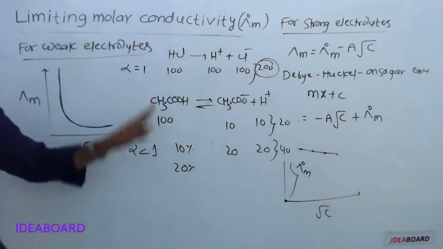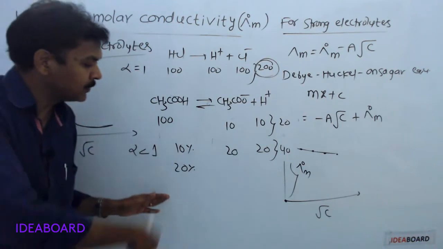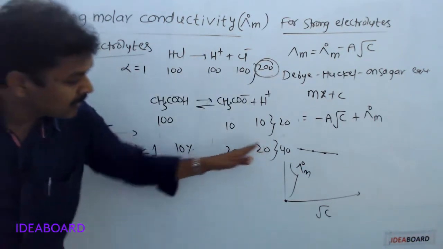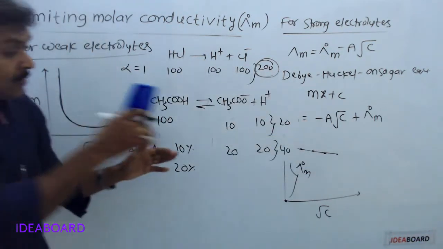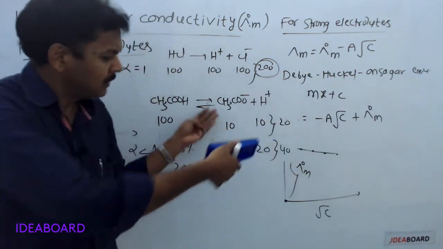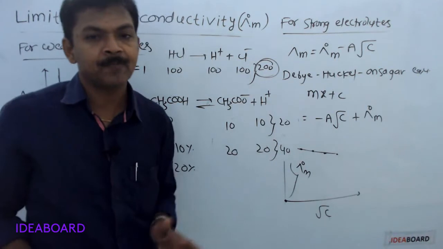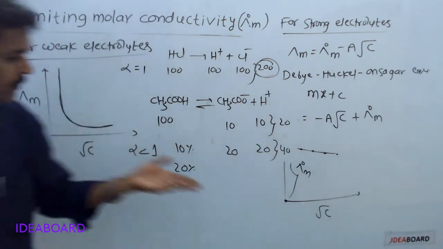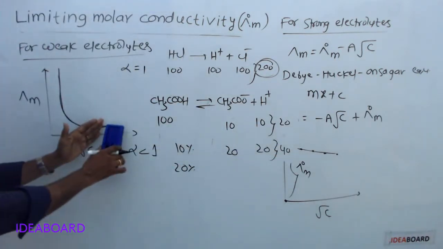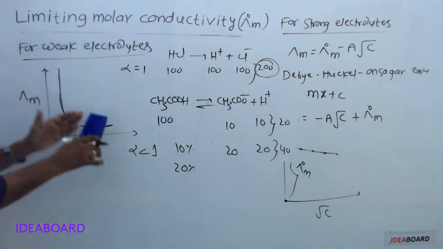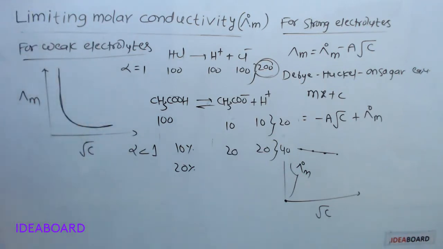So as dilution increases, degree of dissociation increases, and the number of ions increases. An increase in the number of ions is nothing but an increase in the number of ions carrying current. That is nothing but conductivity increases. So the increase in molar conductivity is very high.